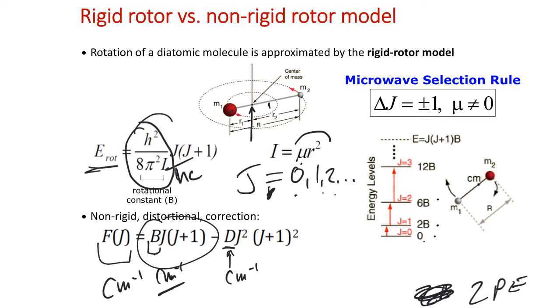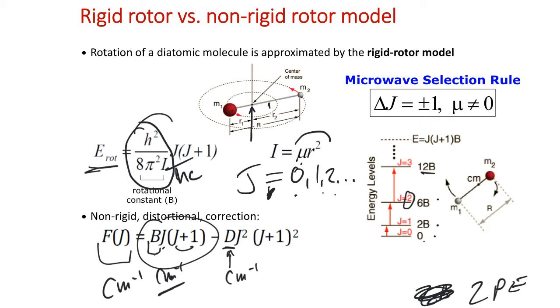Plug in a 1, so B times 1 times 1 plus 1. So 1 plus 1 is 2, 2 times 1 is 2, so that's 2 times the rotational constant, or 2B. Plugging in a 2 for J, 2 plus 1 is 3, 3 times 2 is 6, so that's 6B. Plugging in a 3, 3 plus 1 is 4, 4 times 3 is 12. So if you notice, our rotational energy as we go up is increasing with each successive rotational energy level. So the rotational energy levels are increasing in a sort of nonlinear fashion.